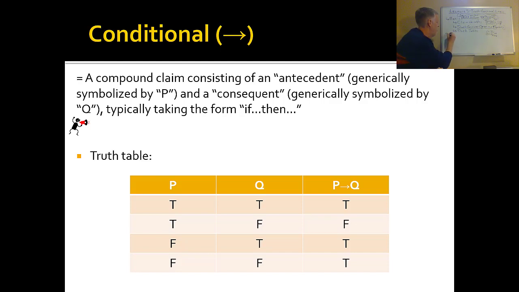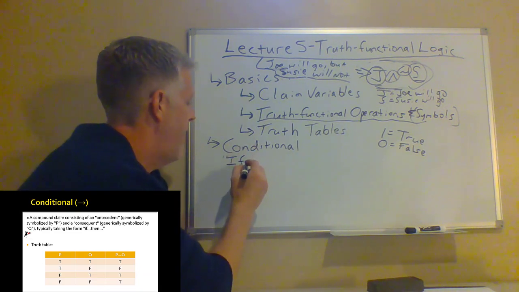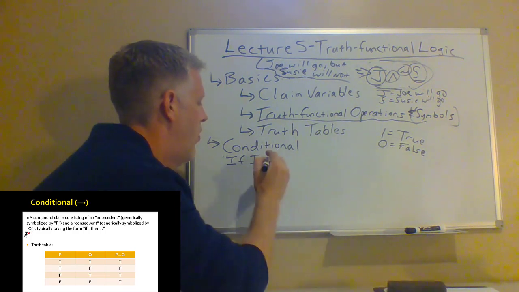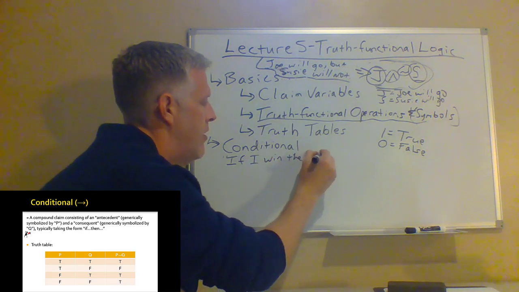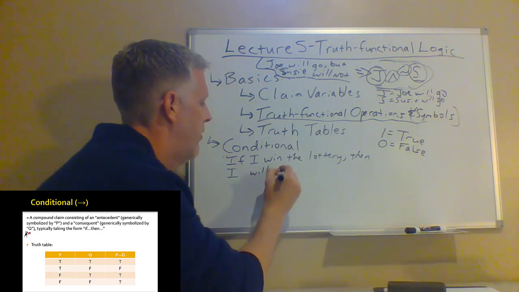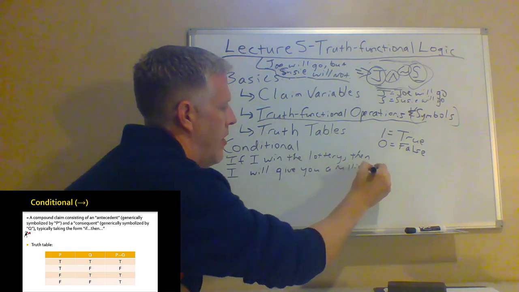So we're talking about a conditional. And this is the example I use in the extra additional lesson, but it's just a good example to help illustrate the point that I was just referencing, the sort of tricky nature of these. Let's say I said, if I win the lottery, I'll give you $1 million. If I win the lottery, then I will give you $1 million.